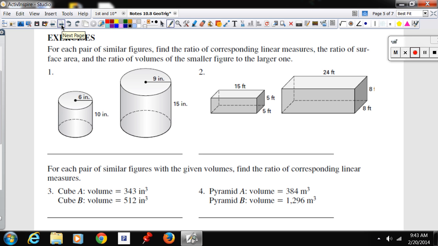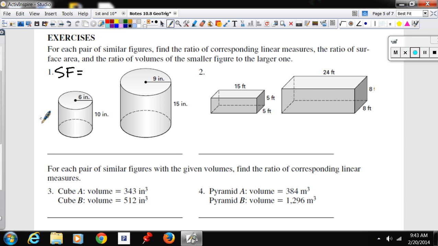Okay, last couple. For each pair of similar figures, find the ratio of corresponding linear measures, the ratio of the surface area, and the ratio of the volume. So here's what we want to do. We're going to put SF, because the first thing we want to do is find scale factor. Give me a scale factor for number 1.